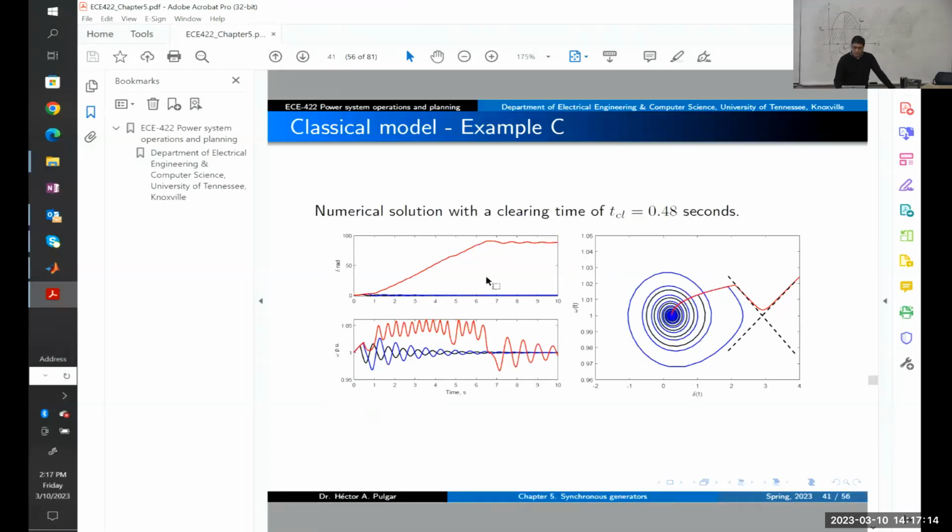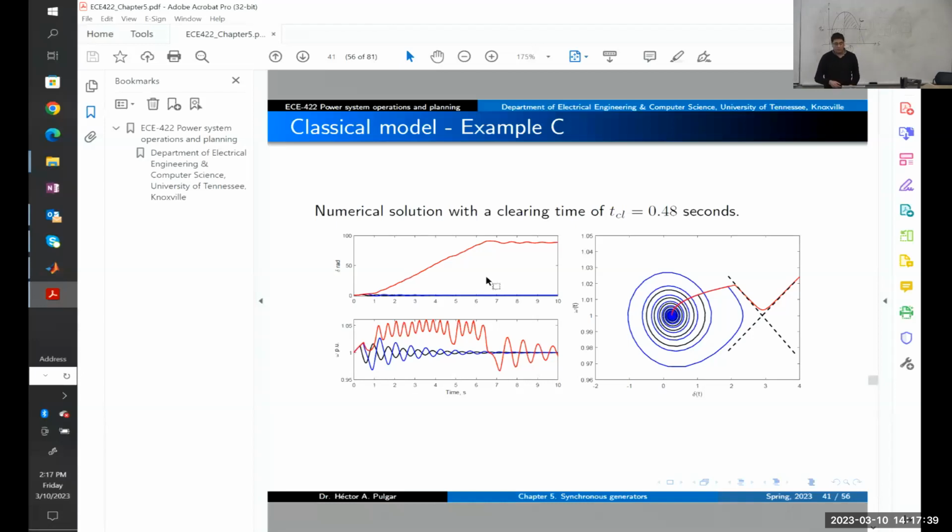So for example, C, we have this situation. So what we got, the critical clearing time was 0.48 seconds. If we take longer to clear the fault, the system will not survive, will be unstable. So what we are going to do here, use this criterion. Can we determine this analytically?